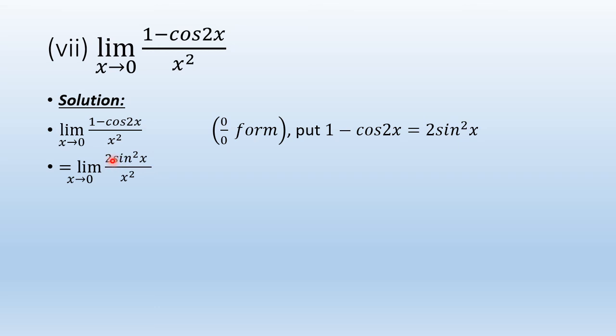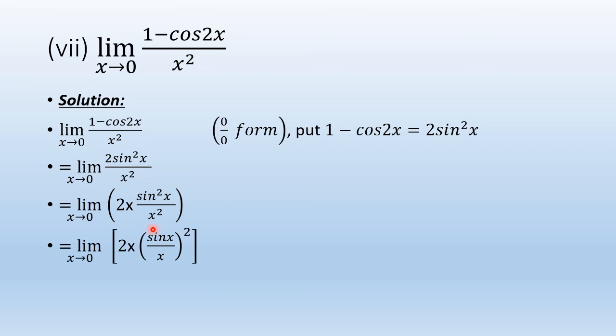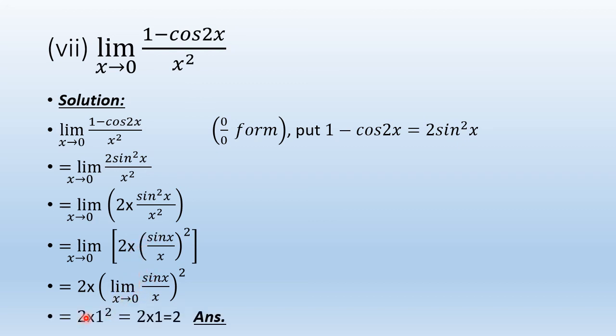And now we can bring this 2 outside. And then we can write sine square x by x square as sine x by x whole square. You can also write this 2 outside or you may keep it inside. It won't make any difference. So here you can see I have brought this 2 outside the limit and the limit comes inside it. This limit is equal to 1. So I get the result 2 into 1 square equals to 2 into 1 equals to 2, and that completes the result.